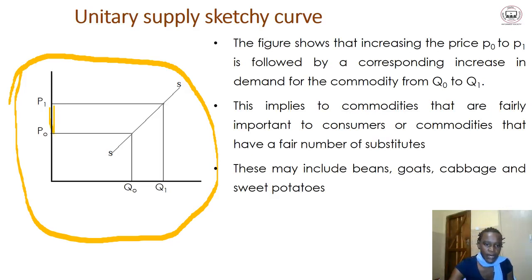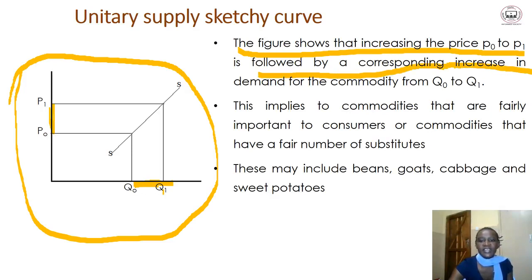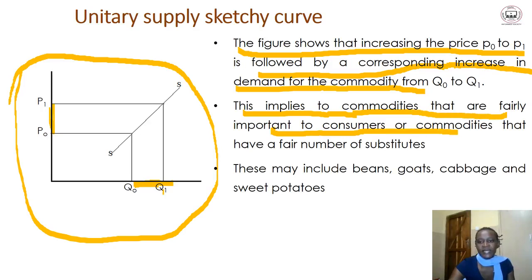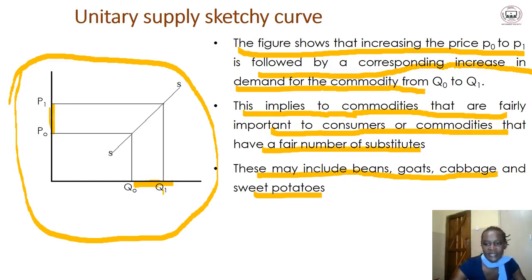The gap between the original price and the new price should be exactly equal to the gap between original quantity and new quantity. So I was saying that the figure shows that an increase in price is followed by a corresponding increase in supply of the commodity. So this implies commodities that are fairly important to consumers, or commodities that have a fair number of substitutes. For example, beans, goat, cabbage, sweet potatoes, etc.